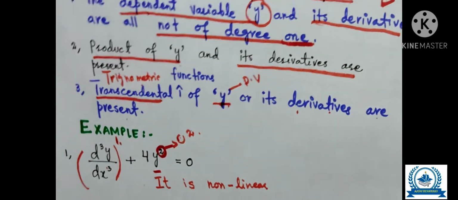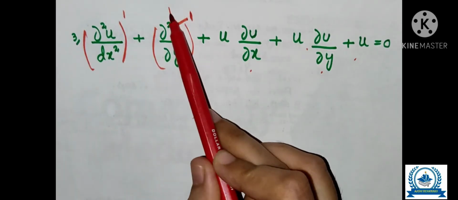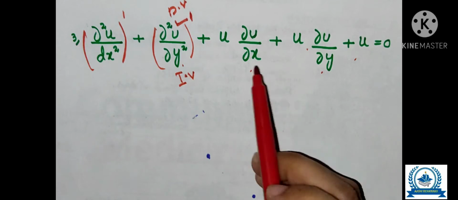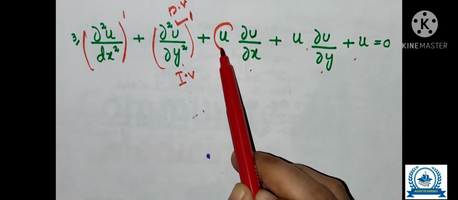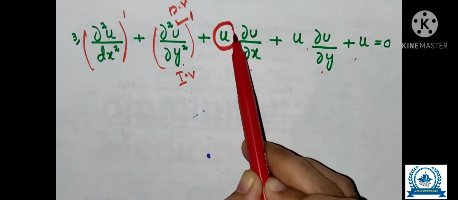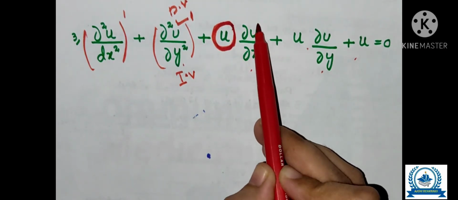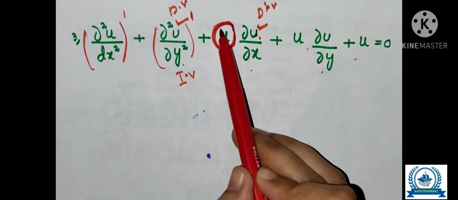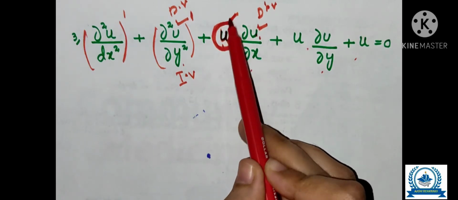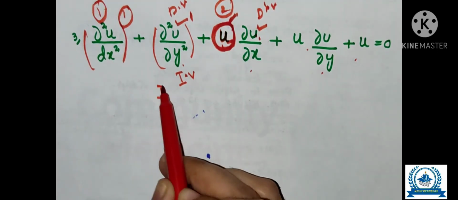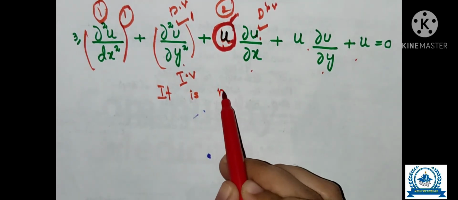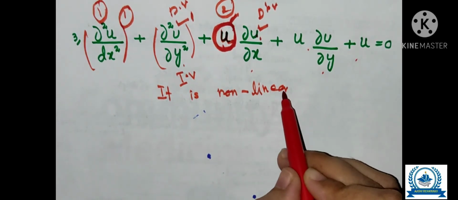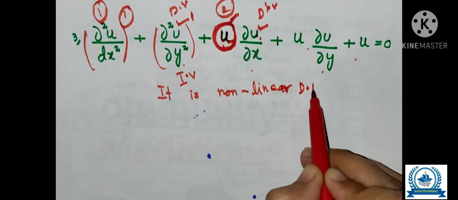Let's take another example. This is the dependent variable, and this is the independent variable. So we could see here that the product of the dependent variable with its derivative is present over here. This is the dependent variable u, and the product of u, the dependent variable, is present here. So this is the second point, that it is a non-linear differential equation.